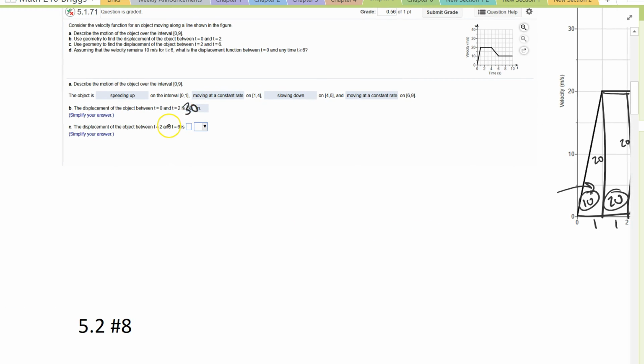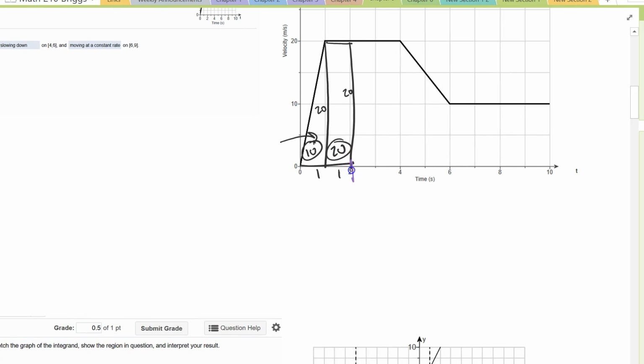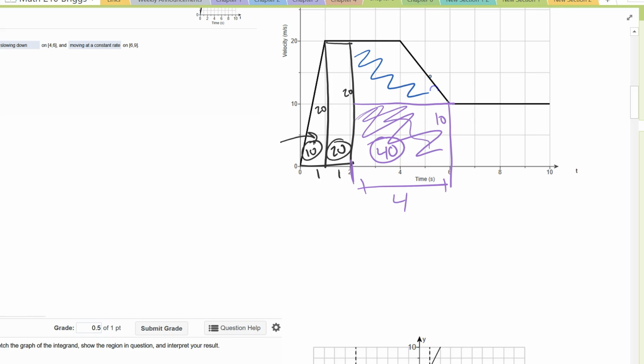The displacement of the object between 2 and 6. So now I'm looking at the interval from 2 to 6, so I'm calculating this area. And I could say this distance is 4, this height is 10, so the purple shaded area would be 40, and then I could calculate the blue shaded area as 2, and this distance would be 20 minus 10, so this would be 10. 2 times 10 would be 20, and then I have this triangle here with a base of 2 and a height of 10, so 1/2 base times height would be 10. So if I add up 20 plus 10 plus 40, I would end up with an area of 70.